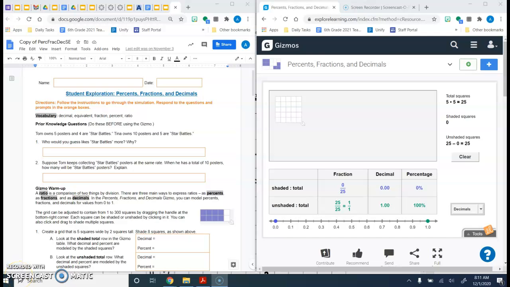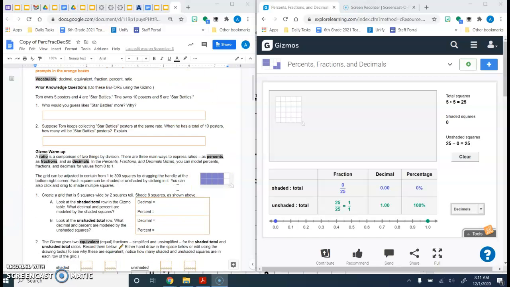Guys, today I'm just going to walk you through using the percents, fractions, and decimals gizmo. As always, you start by answering the prior knowledge questions just to get you thinking on the topic. And then you move on to the gizmo warm-up, which is what we will do together.